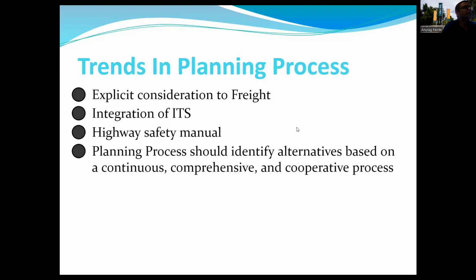And last but not the least, the federal government, because they fund a lot of the transportation infrastructure, wants the planning process to identify alternatives based on a continuous, comprehensive, and cooperative process. So public engagement is becoming pretty critical. A lot of these metropolitan planning organizations are doing that now, which did not always happen, but I think it's probably valuable to have. So those are some of the trends in the planning process.